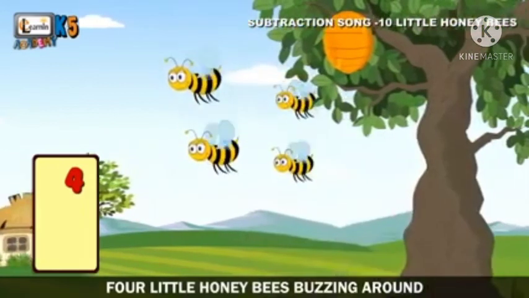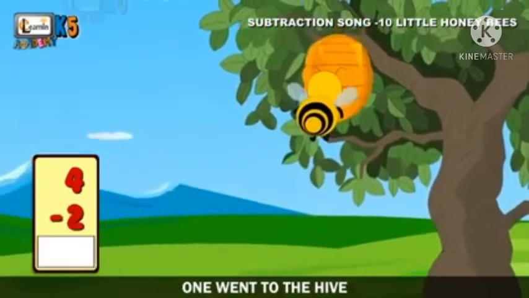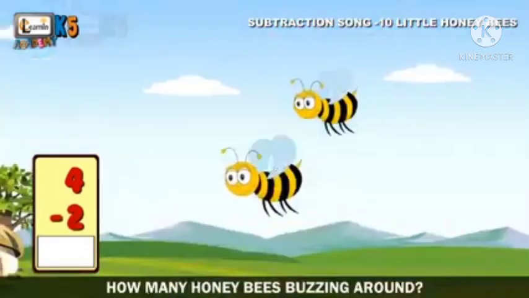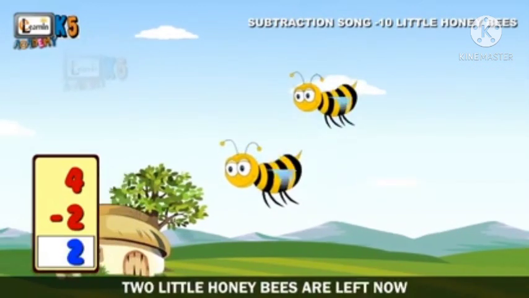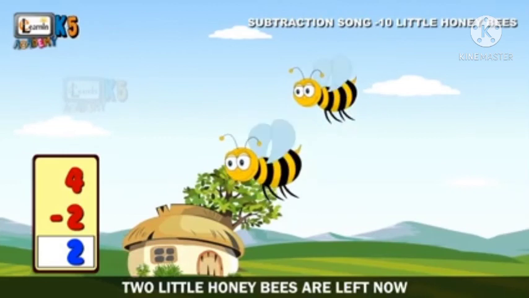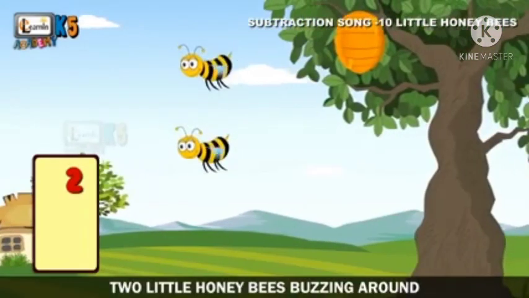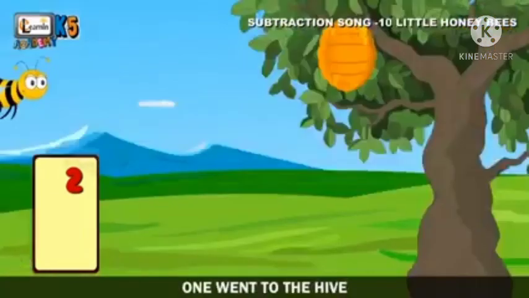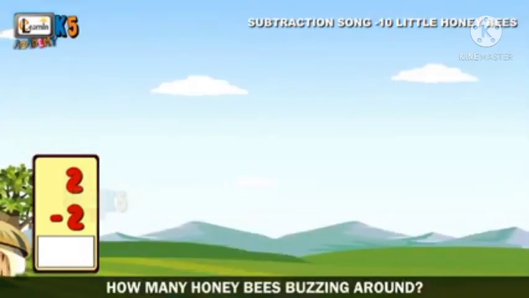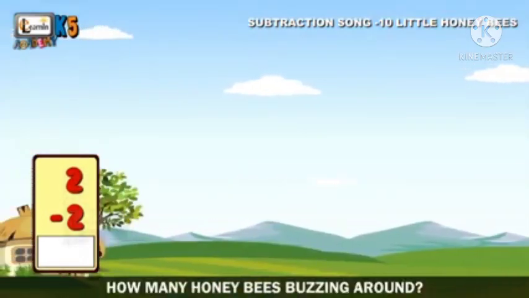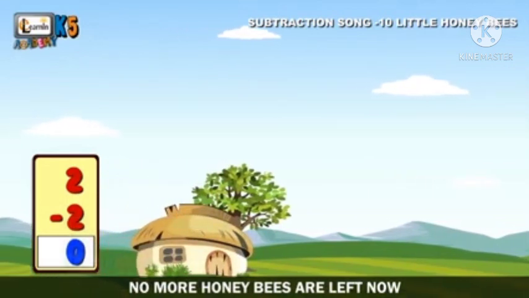4 little honeybees buzzing around. One went to the hive, one to a flower. How many honeybees buzzing around? 2 little honeybees are left now. 2 little honeybees buzzing around. One went to the hive, one to a flower. How many honeybees buzzing around? No more honeybees are left now.